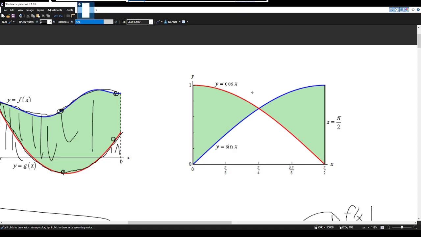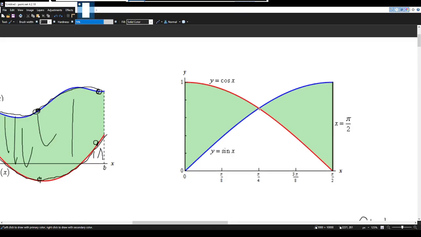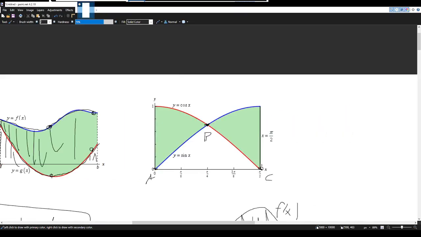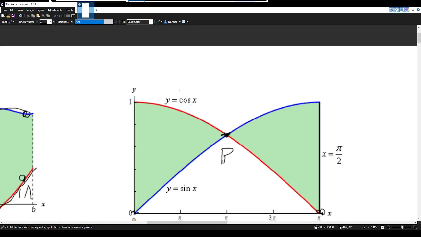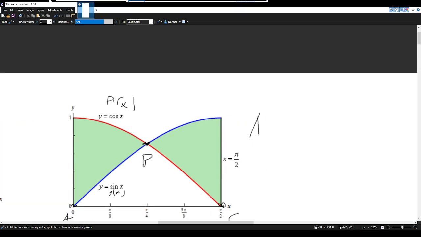So you would separate it where one crosses over, where they're equal. So let's say this is point B, let's say this is point A, and this is point C. Let's say the cosine is f of x, and then the sine is g of x. The only way to do this is to say, look, the area equals the integral from a to b of the top function minus the bottom.